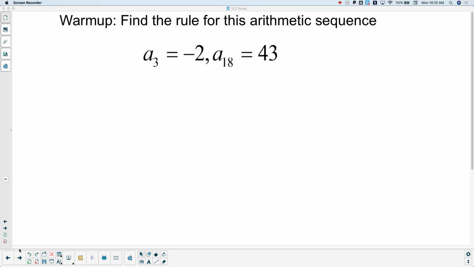While you guys are finishing up this warm-up problem, or just starting this warm-up problem, I handed back everything that I have. So that's all back. You have it all now.